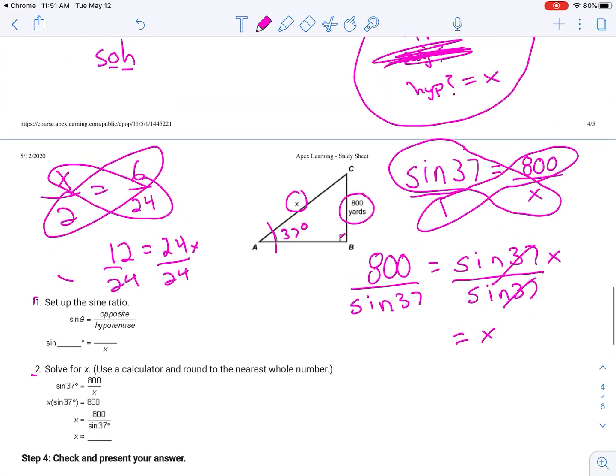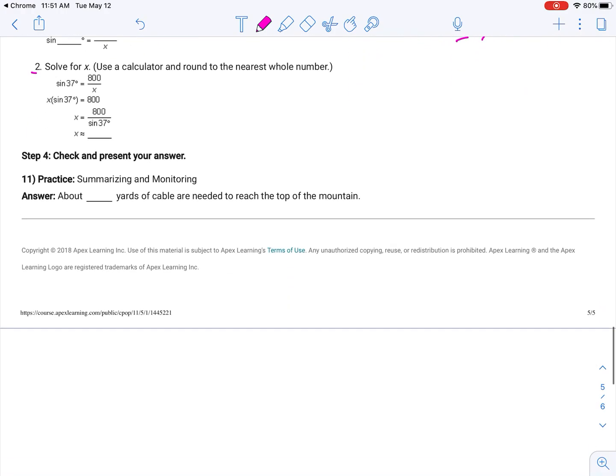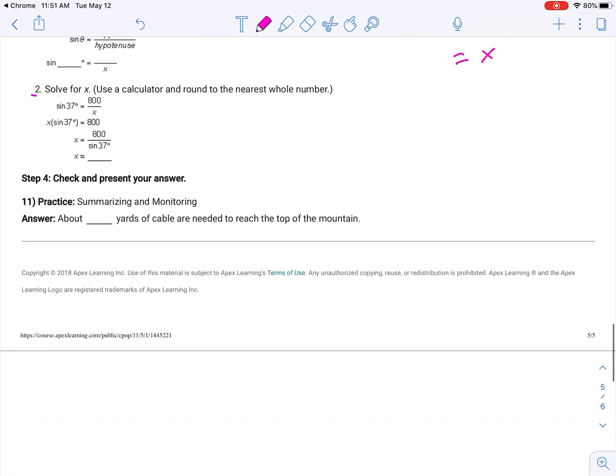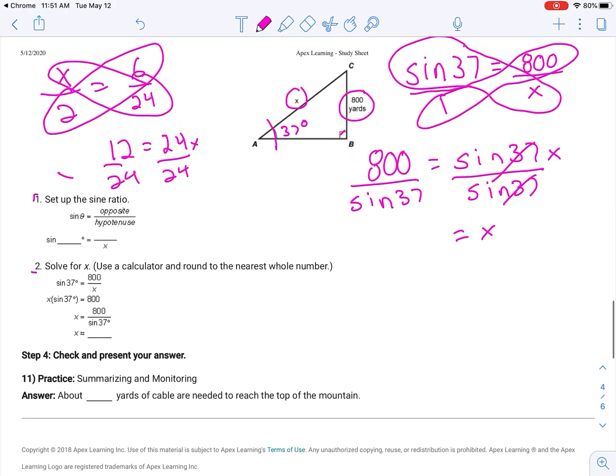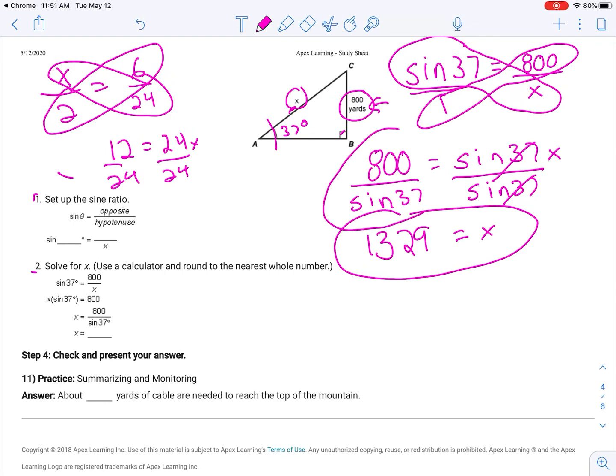So when you do that, looks like they don't tell you here, but you get 1,329. Which makes sense. If this was 800, the hypotenuse has to be longer, 1,329. Check it with your calculator right now. Go 800 divided by sine 37. Make sure you get 1,329.